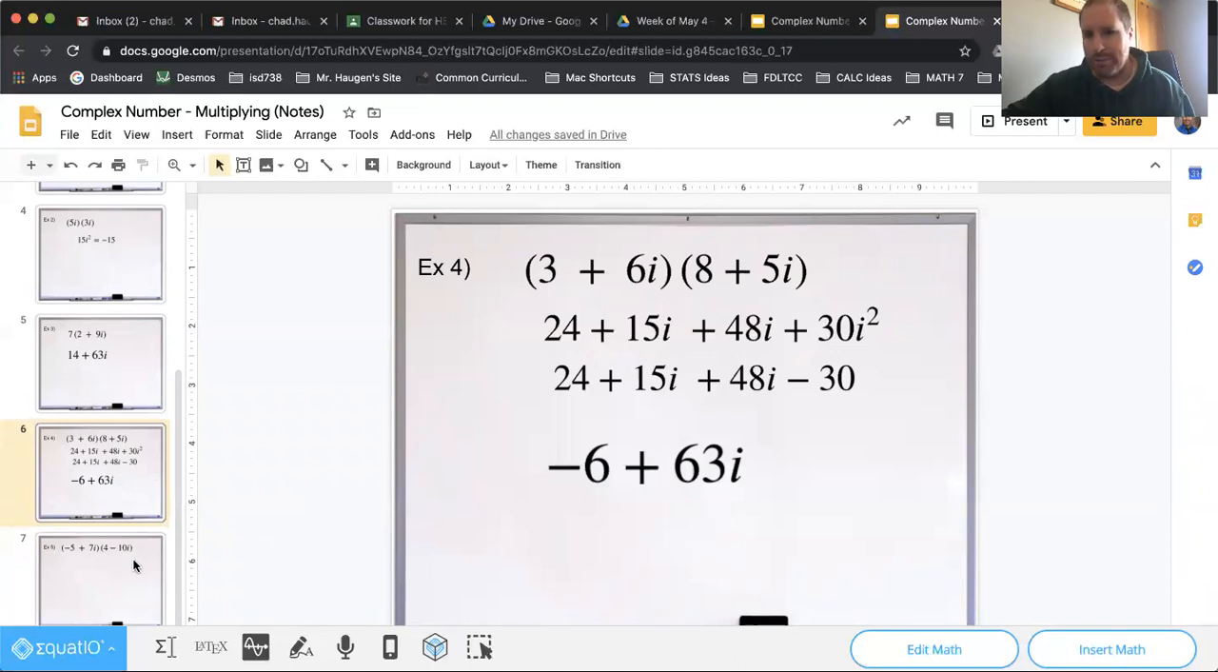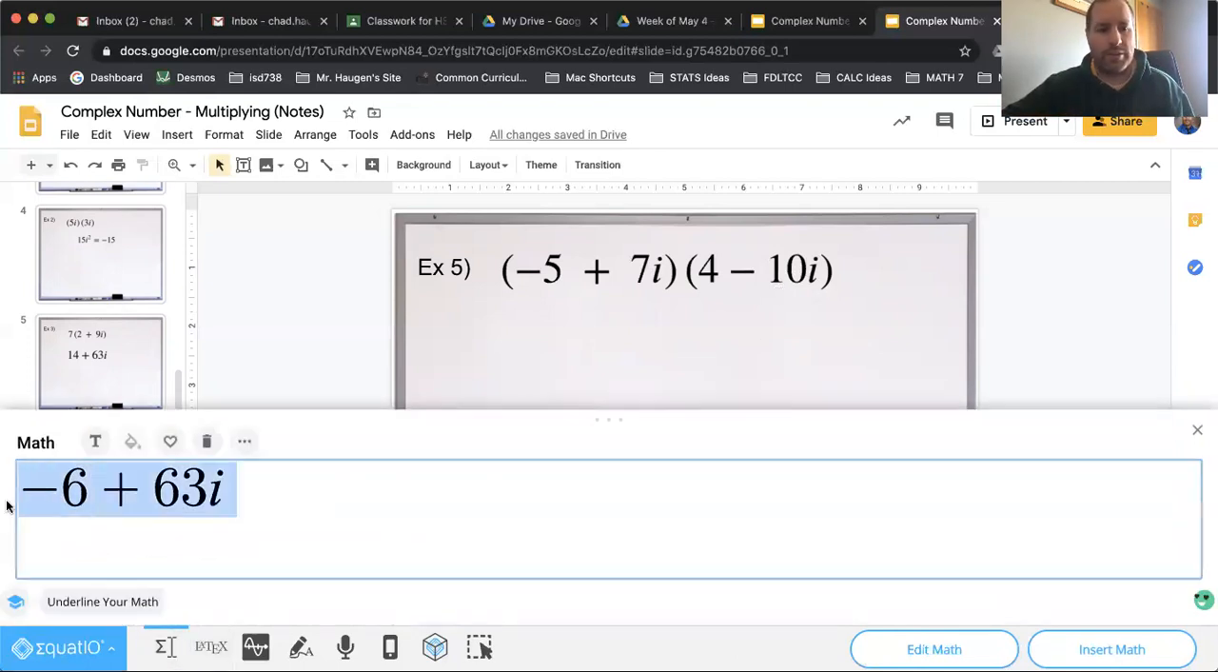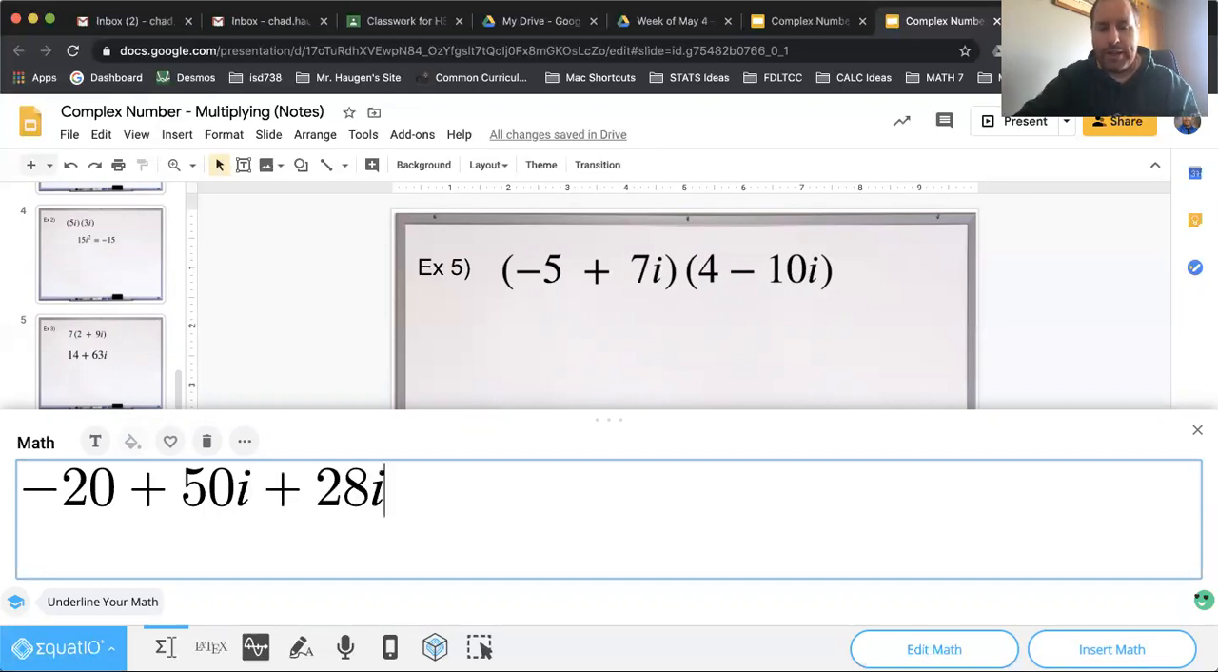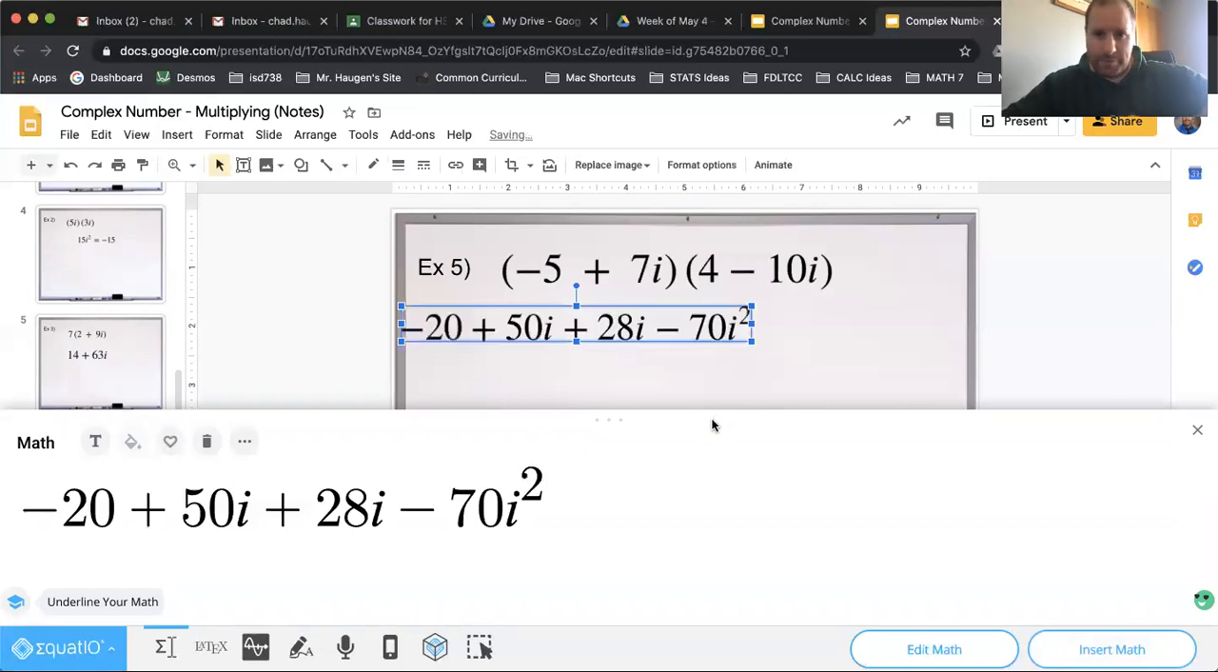So I'm going to do one more example just to show you guys how that works. Here I just put a few more negatives in because we might have to keep track of those negatives. So in here, same type of thing to start. Here I'd multiply through by -5. So -5 times 4 is -20. -5 times -10i is positive 50i. Being careful of those negatives there. Then we would multiply through by our 7, so we'd have 28i and -70i squared, not forgetting about those squareds. And that's my step 1, distribute everything through.